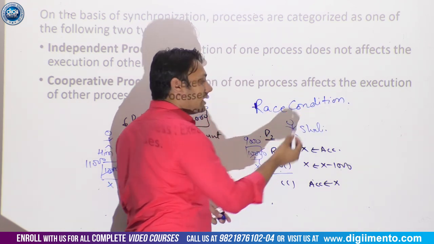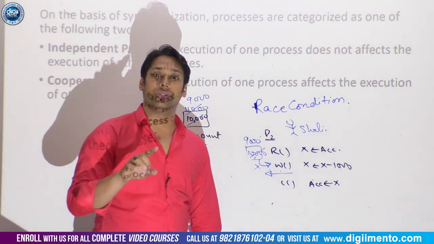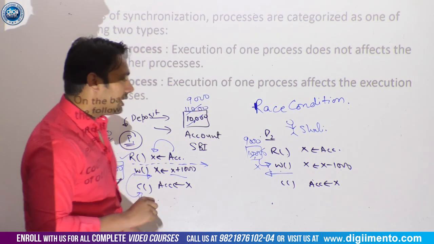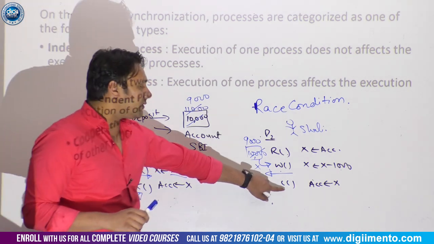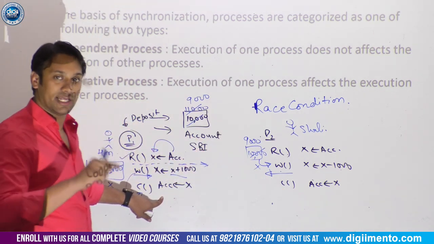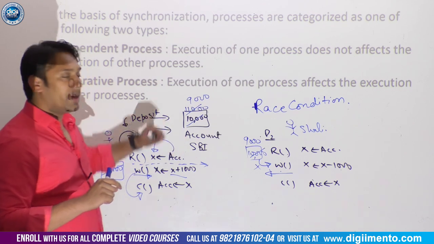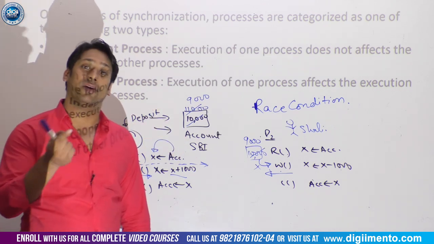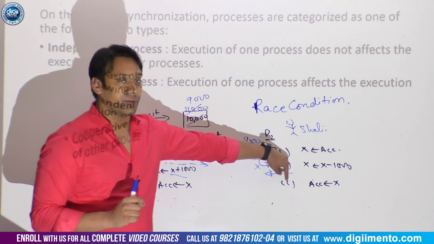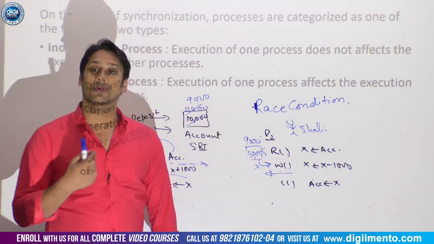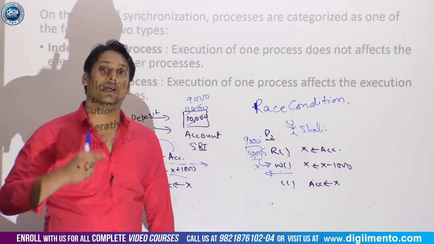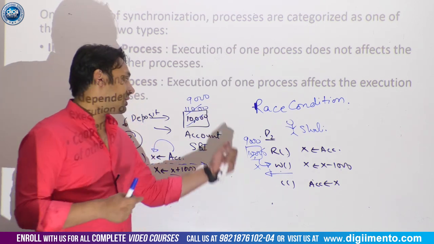What is a race condition? Race condition means if the order of execution of statements changes the end result, then that is called a race condition. Here, if this commit executes first and this commit executes later, the account will be updated with the value 11,000. But if this is committed first and then that one, the account will have the value 9,000. So the order of execution of these statements changes the end result.